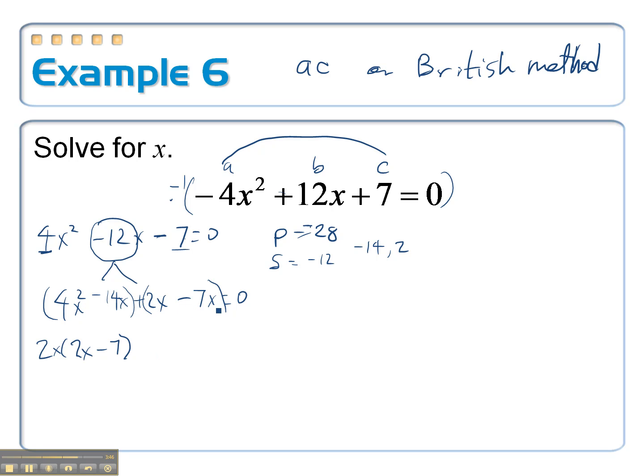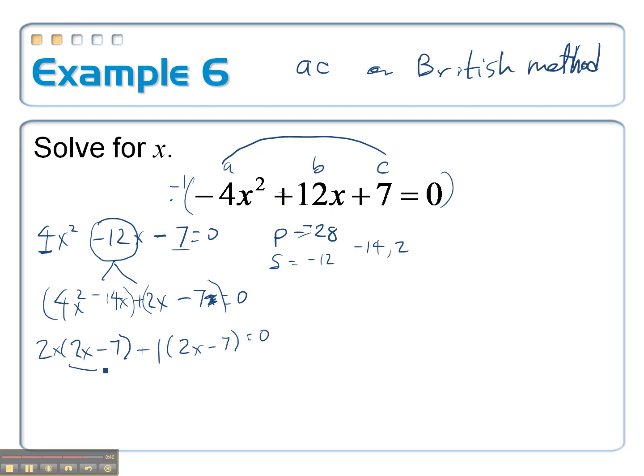And then I look at the second set and I see what I can pull out of it. And well, this should not have been an x there. I would just pull out the number 1. If they don't have a common factor, always pull out the number 1, because then it'll prevent you from making any kind of mistake. Okay, sign mistake or number mistake or whatever. 2x minus 7.